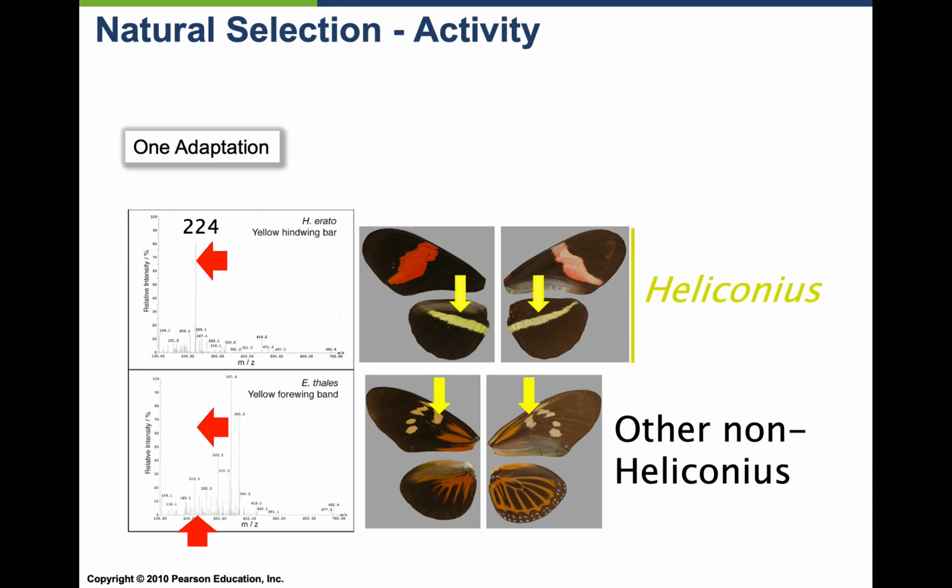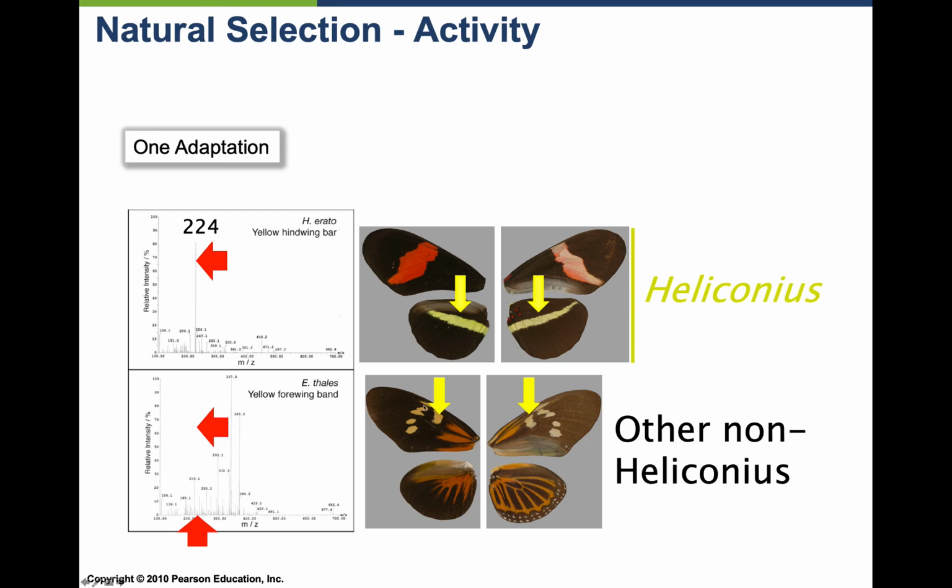Okay, so I'm going to tell you about some adaptations, and you can adjust your hypotheses as needed. So here's one adaptation. So these are Heliconius. What we did, so this is some research I was part of, is we took these yellow bands and we cut them out and we extracted the yellow coloration from them. And then we put them into a really fancy machine which will tell us the molecular weights of all the chemicals inside of these color bands.